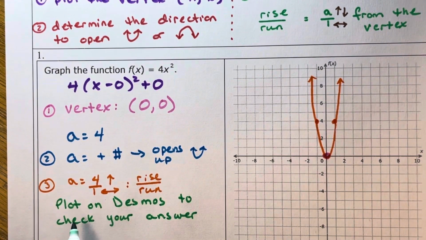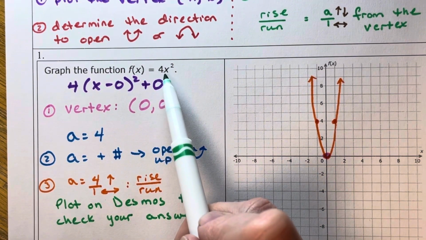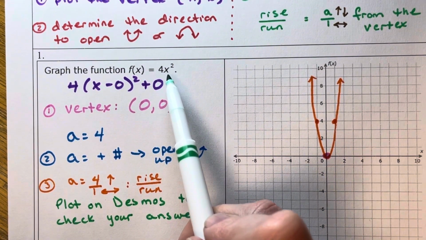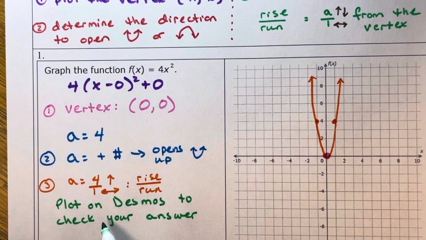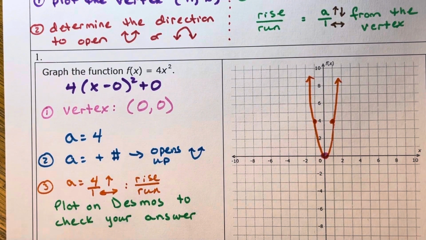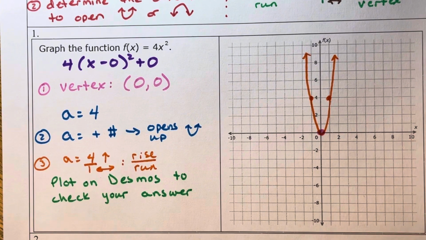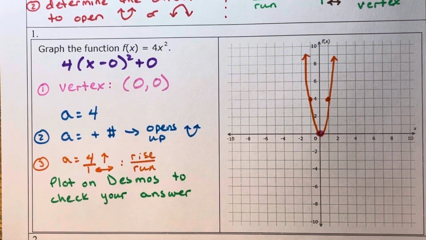And finally, a great way to check your answer is to again use Desmos. So if we graph our original function in the problem on Desmos, we will see what we are supposed to have created by hand here on the paper, and it matches very nicely. This is a great way just to check to make sure that you know what to do and how to do, and that you're doing it correctly.